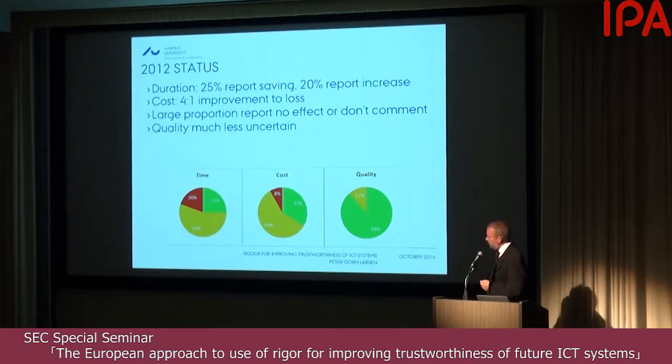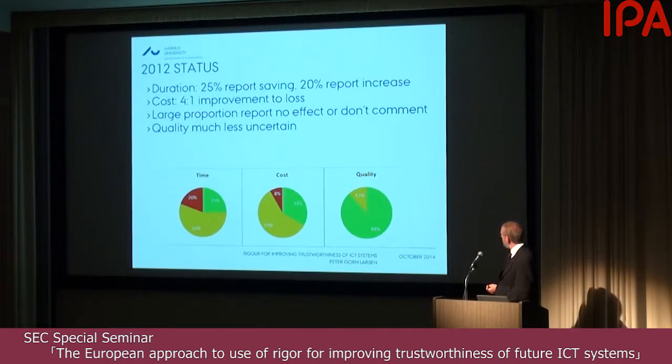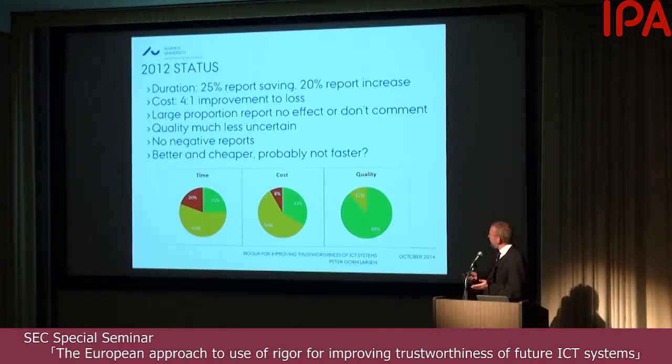If we look at the quality side, there's not much uncertainty. Virtually all of them were very positive. 88% reported that it was better than what they have used without formal methods. And there was not a single report stating that it was negative. So if we should try to conclude on this, it's probably that it's better and cheaper, but probably not faster.